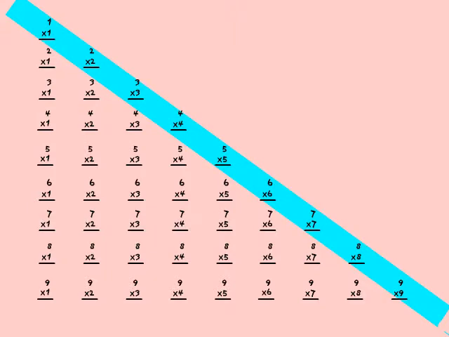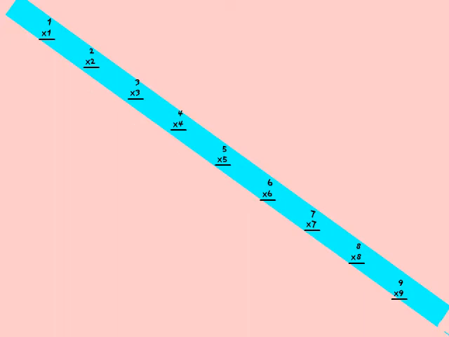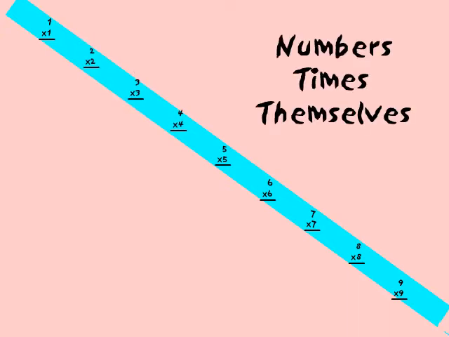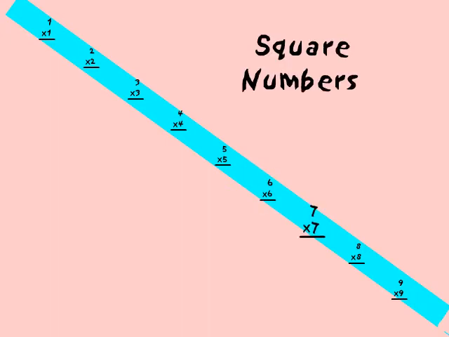So we're going to try to memorize the numbers down this blue diagonal. Okay, let's take a closer look at them. There's 1 times 1. There's 2 times 2. 3 times 3. Well, looks like it's numbers times themselves. There's 4 times 4. 5 times 5. 6 times 6. You know, these numbers are called square numbers.